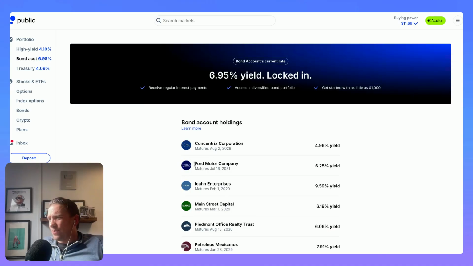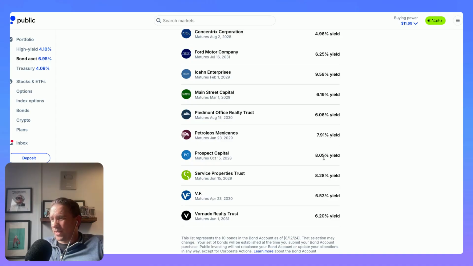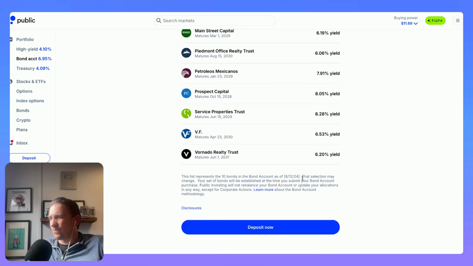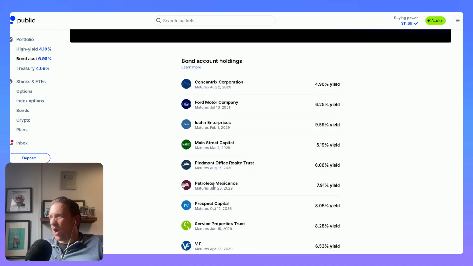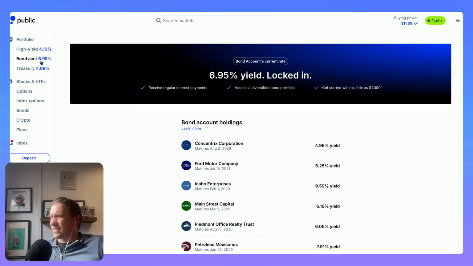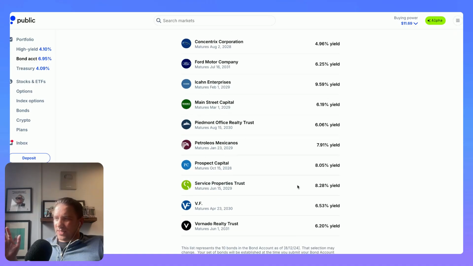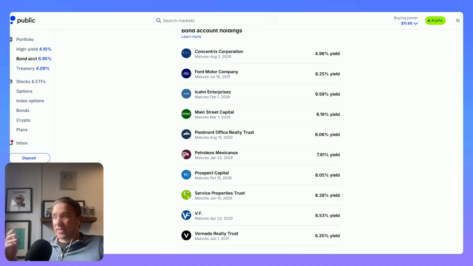So you, for example, can see here Ford Motor at 6.25%, Main Street Capital 6.1%, Prospect Capital at 8%, Service Properties at 8%, ICAHN Enterprises 9.5%. You can buy these bond holdings, this bond account, have exposure to these various companies and get 6.95%. But remember, very important, it's still very risky because generally these companies pay their bonds back, but it's not really guaranteed. What if one of these companies goes bankrupt? Well, the account's going to perform a little poorly then.